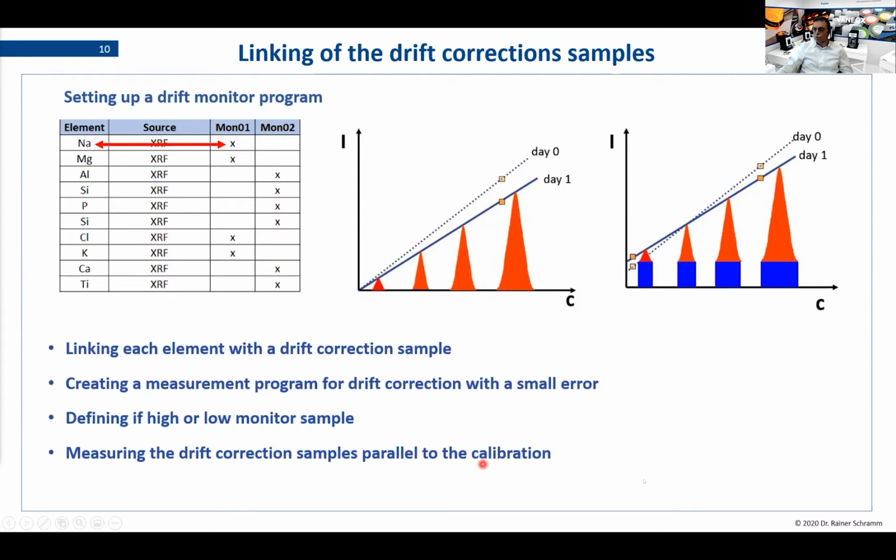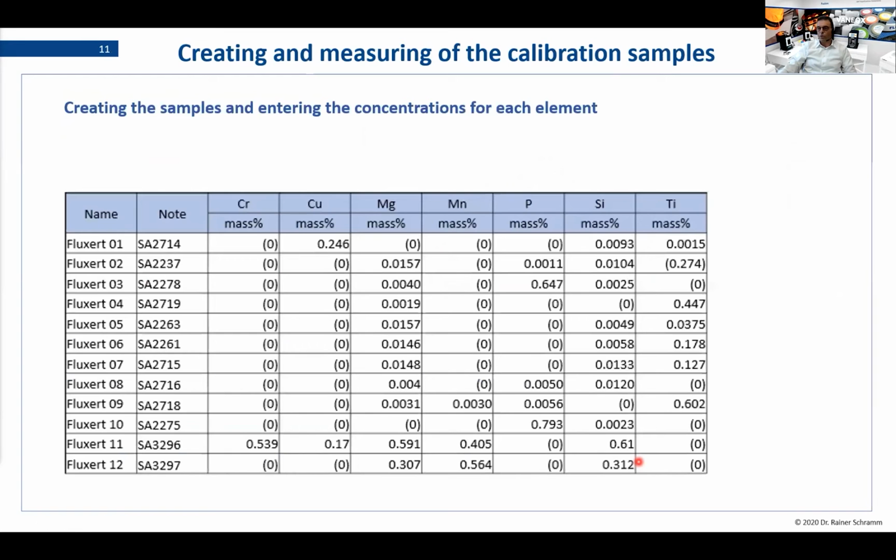And of course, you should establish your drift monitor program during the calibration so that you have no time difference between calibration and making the drift monitor program. Then we come to the point where we have to enter the calibration samples into the software and the corresponding concentration for each element. There you can normally also define the quality of the concentration. Is it an informal value only, or is it a certified value?